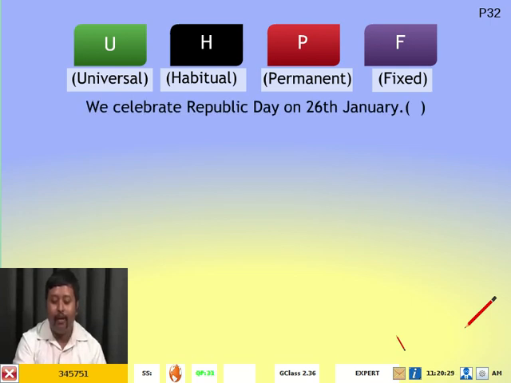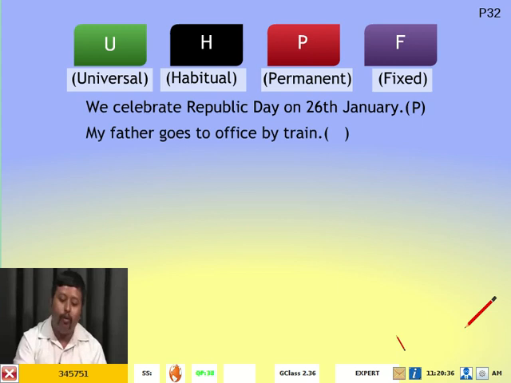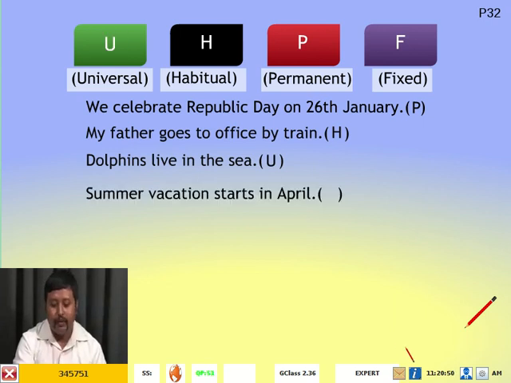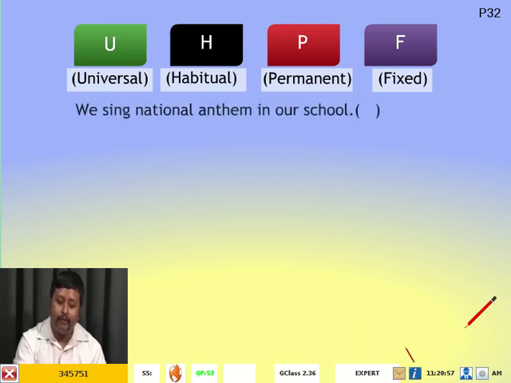Say we celebrate Republic Day on 26 January. What's that? That is permanent. Then my father goes to office by train. That is what? Habitual. Then dolphin lives in sea. What would be that? That would be a universal truth. Summer vacation starts in April. What would be that? The permanent thing. Then we sing national anthem in school, that would be a permanent thing.